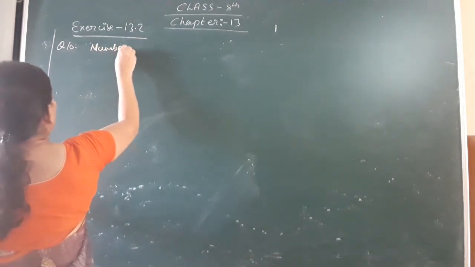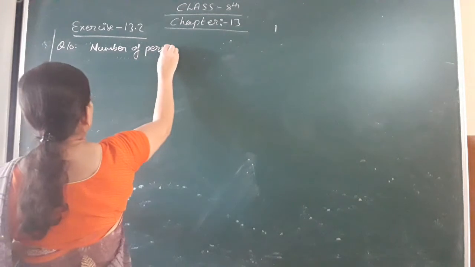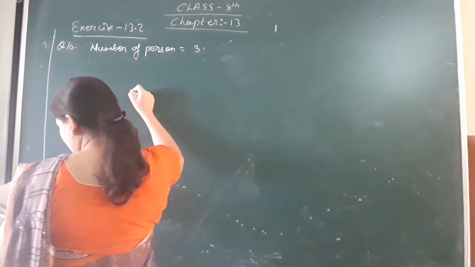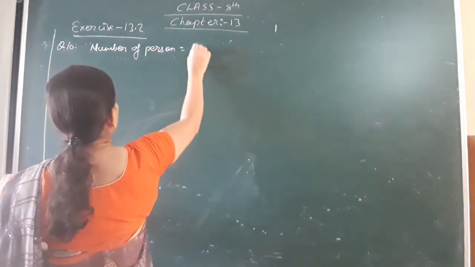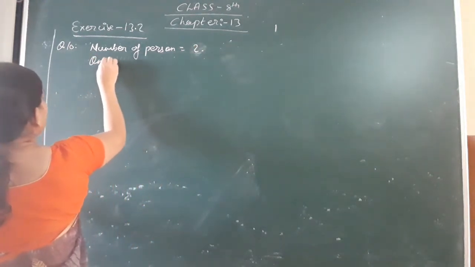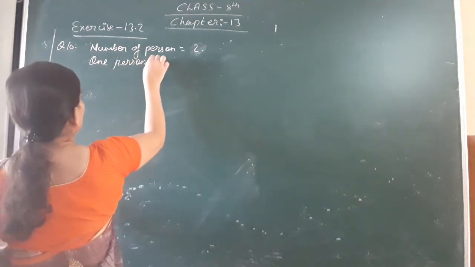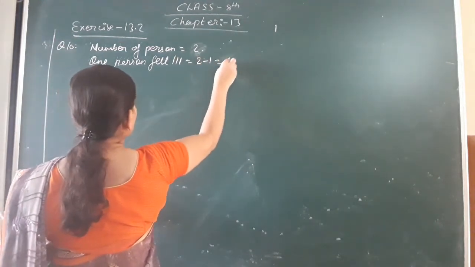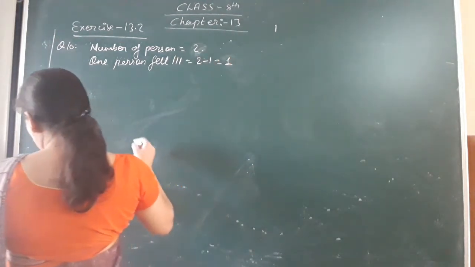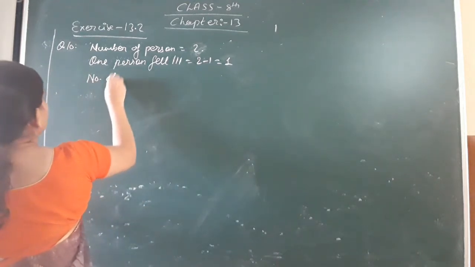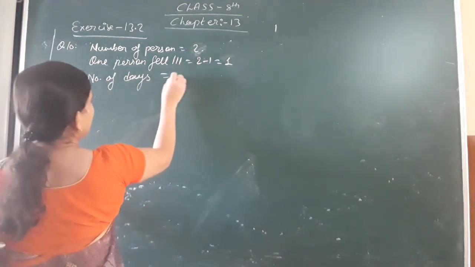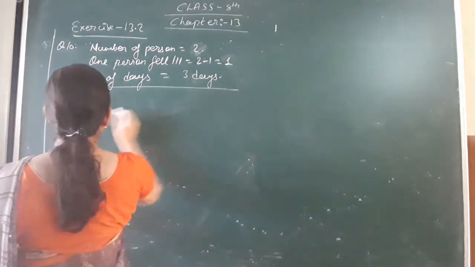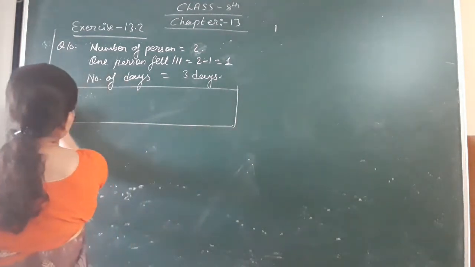Number of persons is equal to the total number of persons, we are having 3. Yes, 2 persons. Sorry, 2 persons. 1 person fell ill. Okay, so if one person fell ill, how many persons will remain? 1 person will remain. Okay. Number of days to fit a window is how many days? 3 days. Okay, so here we are going to form the table for inverse proportion.